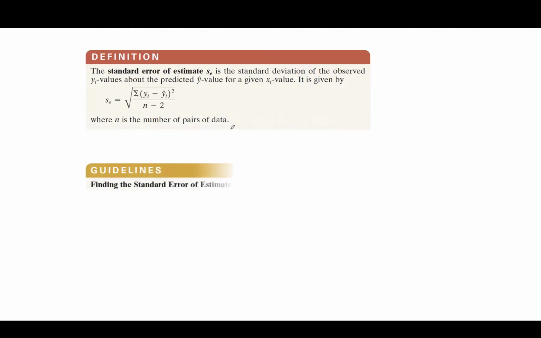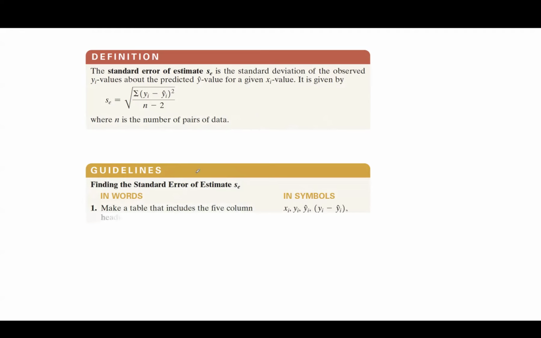So in order to define the standard error of estimate, or S sub E, we need the following. First, make a table that includes 5 columns, including xi, yi, the predicted y value, and the difference between the actual y value and the predicted y value, and make sure to raise it to the second power, because inside the radical, after you're raising these to the second power, you're allowed to add them together.